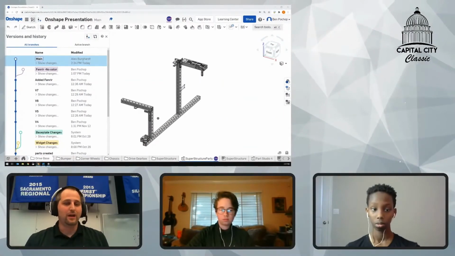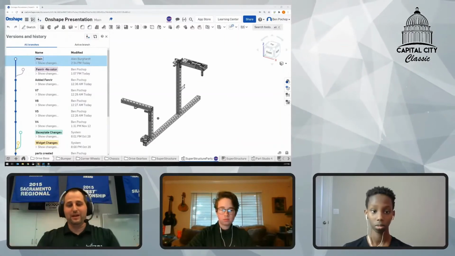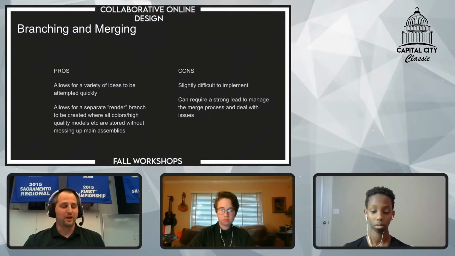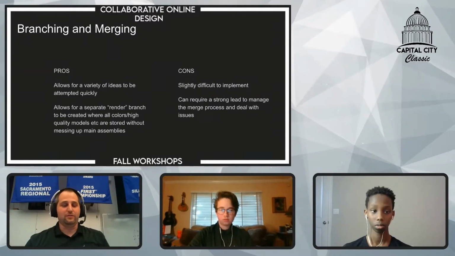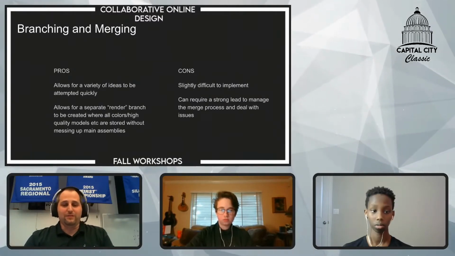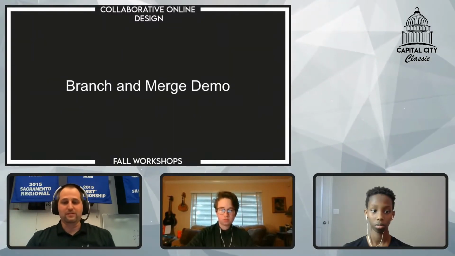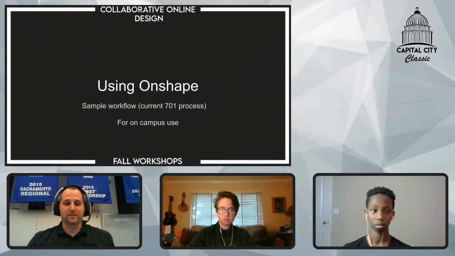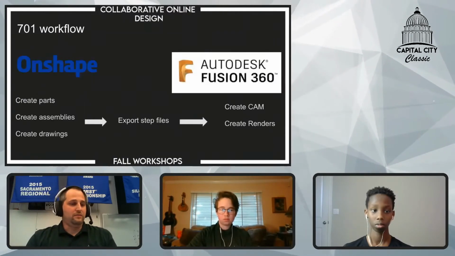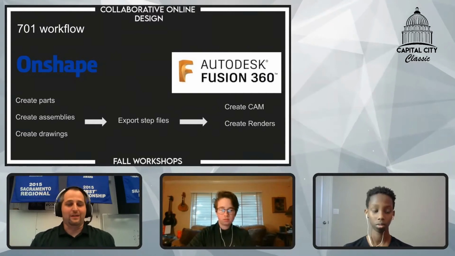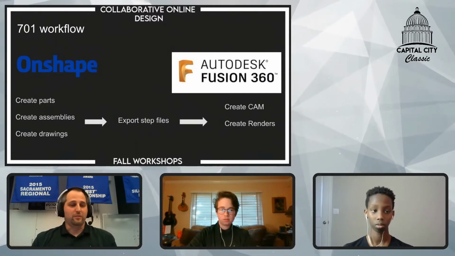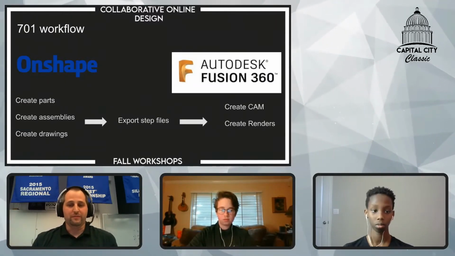My next piece here is going back. We've kind of zoomed down and talked about a bunch of features in Onshape. We're going to go back up a little bit to a higher level, and I just want to give you an overview of how we do things on 701 for some sample stuff, and we'll talk a little bit about the things that we like and don't like about Onshape, and then we'll have question and answer time.